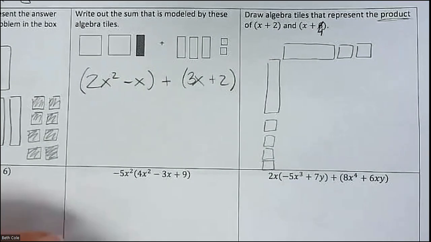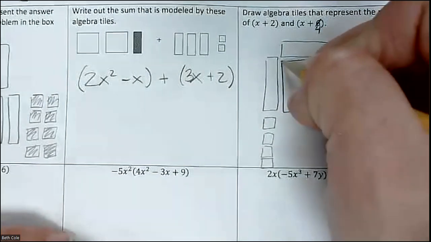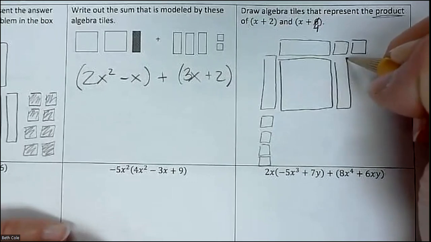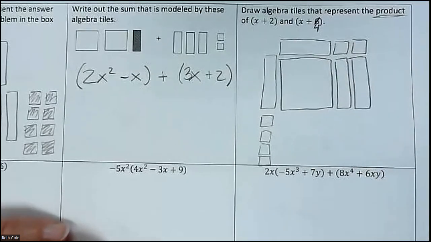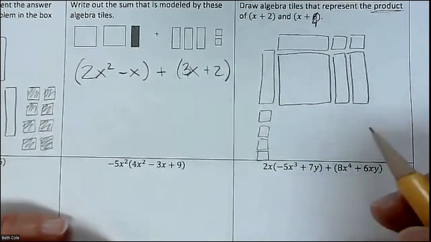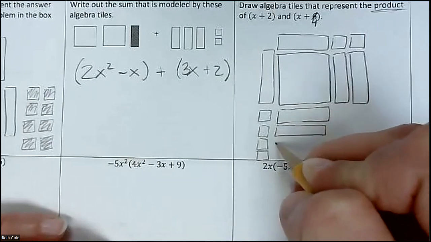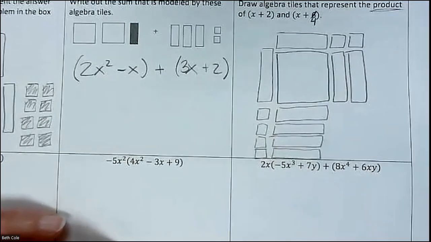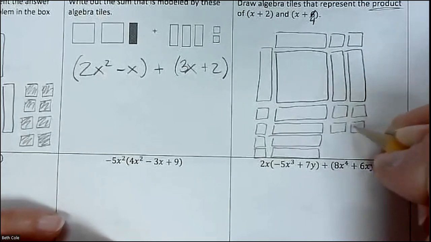All right, and then you're gonna fill this in. So this would be your big square, which represents x squared. And then you're gonna have 2 x's over here. And then 4 x's over here. I'm not good at drawing these. I'm better with the virtual ones. All right, and then you'll have your little squares filling in this part.